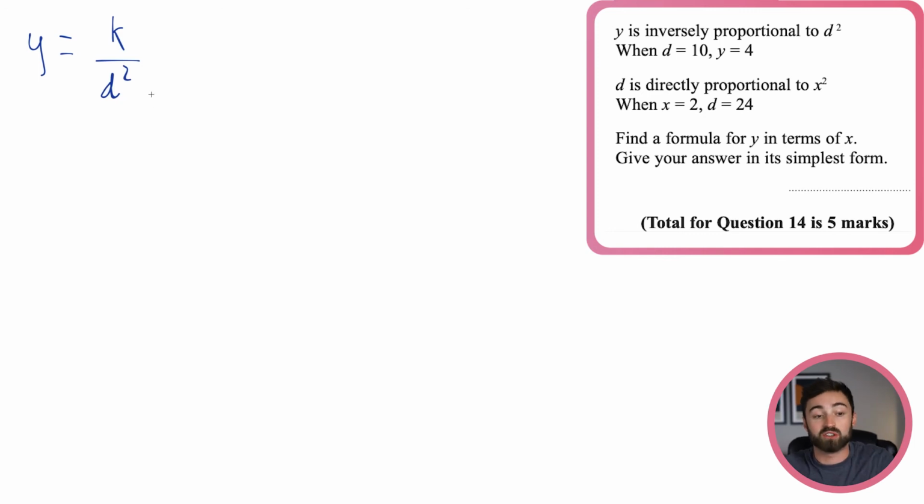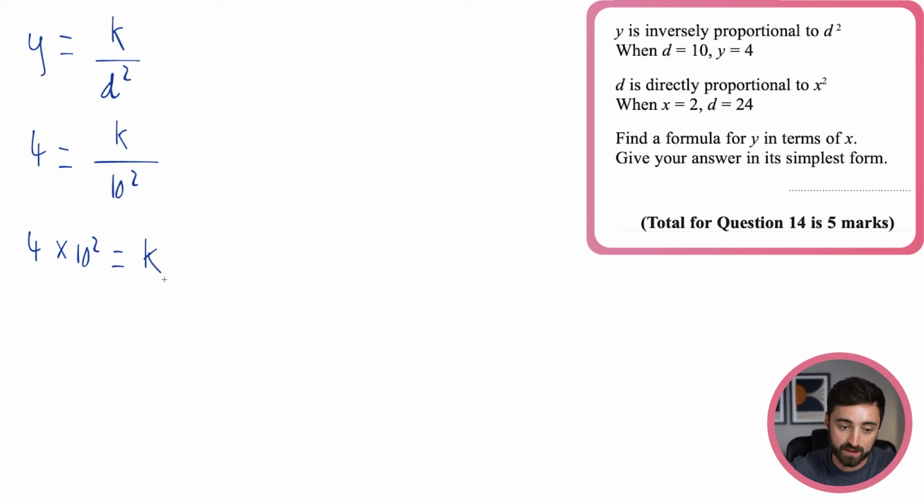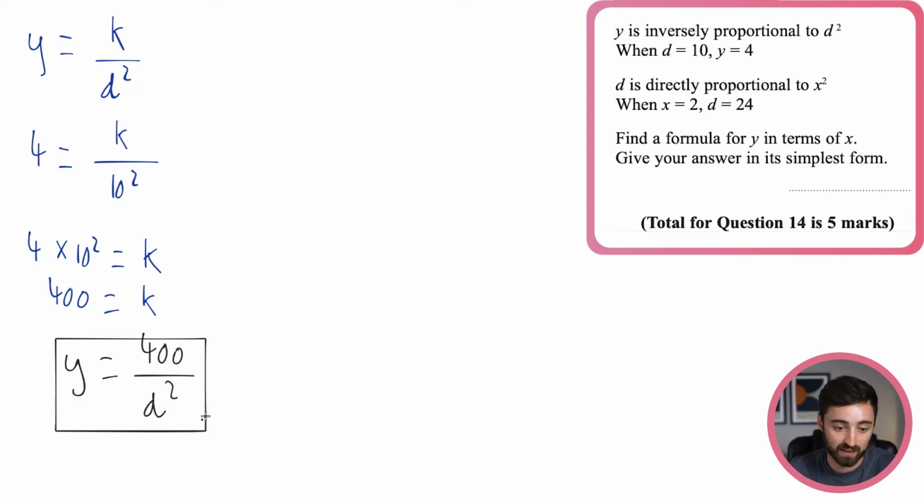So what we need to now do is get k. So we're told that when d is 10, y is 4, so we're going to sub those in, okay? So if y is 4, I'm going to get 4 equals k over d squared, 10 squared. Okay, multiply by the 10 squared, I get 4 times 10 squared equals k. 10 squared is 100, so 4 times 10 squared is 400. That gets me k is 400. Therefore, y is equal to 400 over d squared. Let's keep this for later.